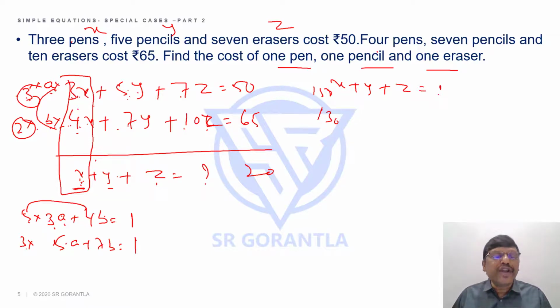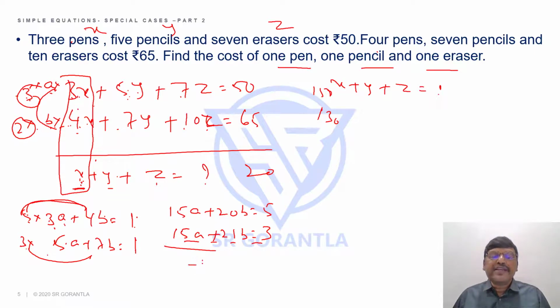What is 5 4s? 20. What is 3 7s? 21. Right? 20 here, 21 here. So here it is 5 and it is 3, means b is minus 2, or not. If you want, you can check. 15a plus 20b equals 5. 3 times, 15a plus 21b equals 3. If I subtract, what happens? Minus b is equal to 2, means b is minus 2.